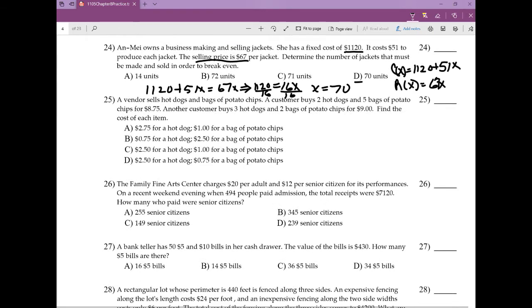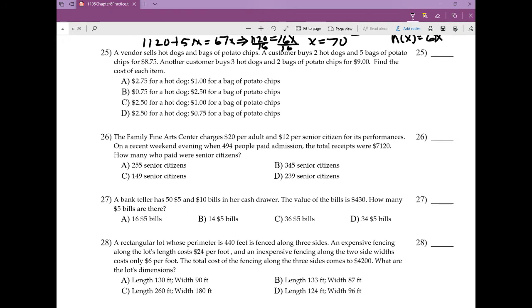Number 25, you have a vendor that sells hot dogs and chips. So think of this as your X, this is your Y. A customer buys 2 hot dogs, so they buy 2X and 5 bags of chips, so that's 5Y. And that cost is $8.75. Another customer buys 3 hot dogs, so 3X plus 2 bags of potato chips, hence 2Y, and that equals $9. And now we want to find the cost of each.